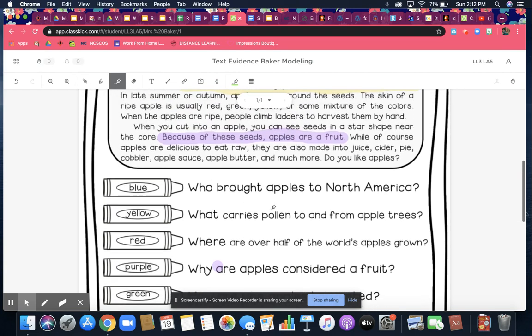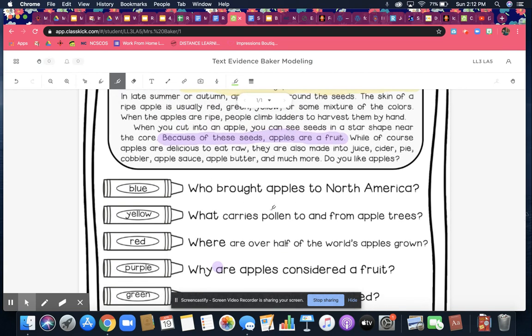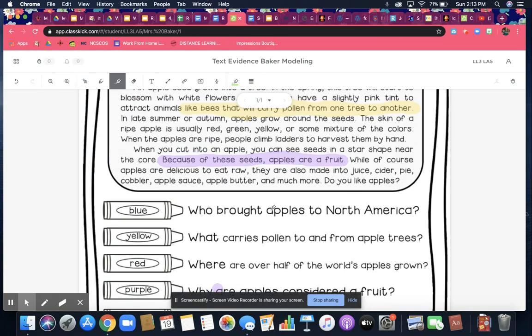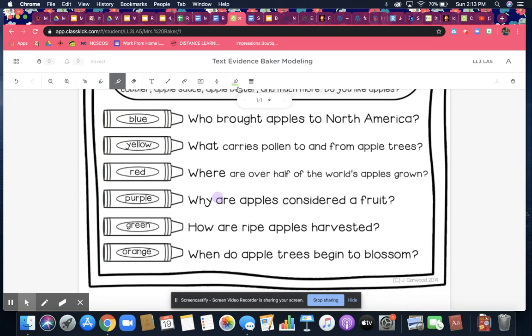How are ripe apples harvested? When the apples are ripe, people climb ladders to harvest them by hand. So they are harvested by hand. Okay, there's your green. And now last, you need orange.